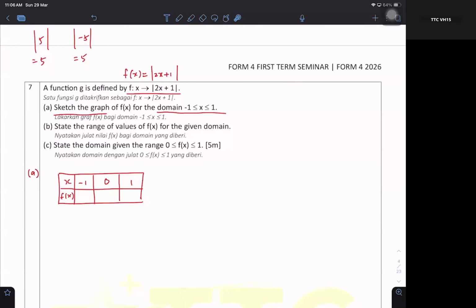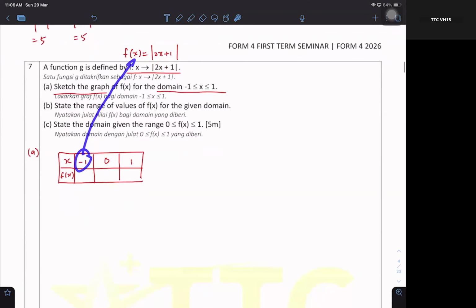So all the numbers that are between -1 and 1 are -1, 0, and 1. Just use the domain given. Understand? Then you take the x, you sub into the function. I do every number.